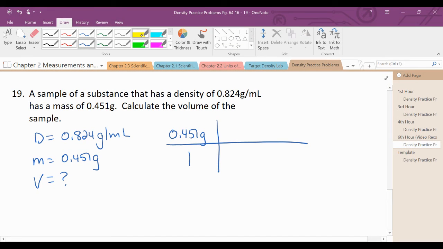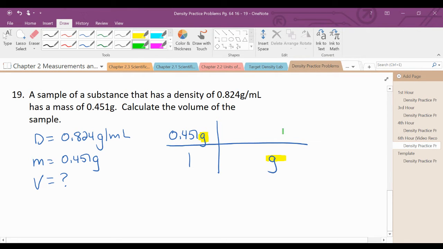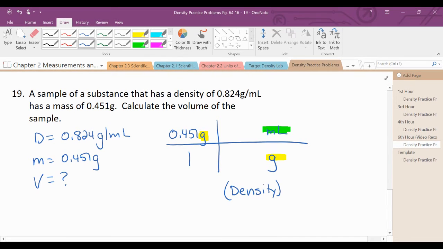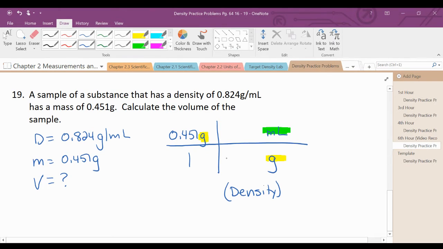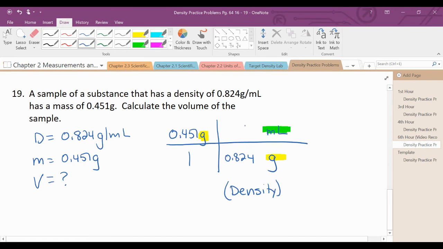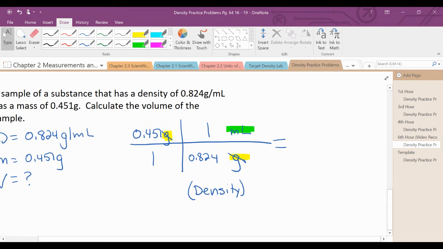set up my railroad tracks. These units here I bring down. The units I want, which in this case will be volume, milliliters, go up here. This is density. Density is how many grams per 1 unit volume. So it's 0.824 grams per 1 milliliter. You multiply the top of your railroad tracks, you multiply the bottom of your railroad tracks, and then you divide. And units cancel diagonally. You'll be left with milliliters.